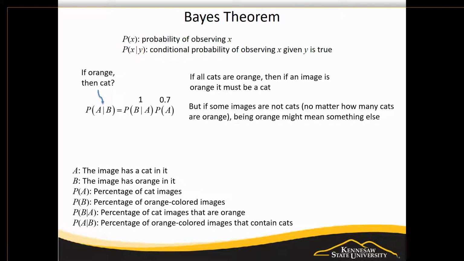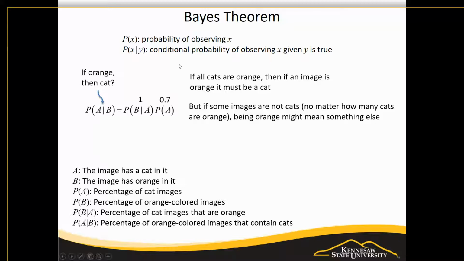Before we were saying, well, it's definitely a cat. But that's only if everything are cats. In this case, what I've written here is if 70% of all images are cats, then finding orange doesn't necessarily mean I have a cat, because there's other things that might be orange. So I need to qualify the first conditional probability with how many cats are there, for me to get a better representation for, if I find something orange, how likely is it to be a cat? So if all cats are orange and 70% of images are cats, then if I find an orange image, it's 70% likely to be a cat.